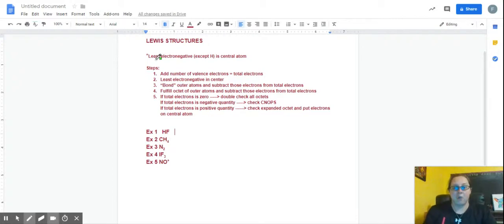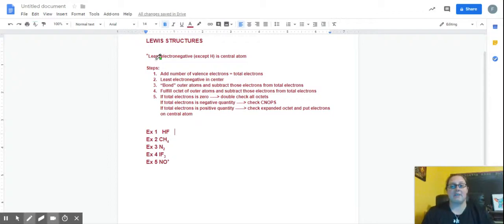Step 4, we fulfill the octet of outer atoms and subtract those electrons from your total electrons. So what we're doing is we have our total number that we can use. As we're bonding, as we're fulfilling octets, we're going to subtract those total number down. We're going to subtract the ones that we've used. And our goal is to get 0 at the very end. That means we've used all the electrons that we have to use. And hopefully everything's octet is going to be fulfilled.